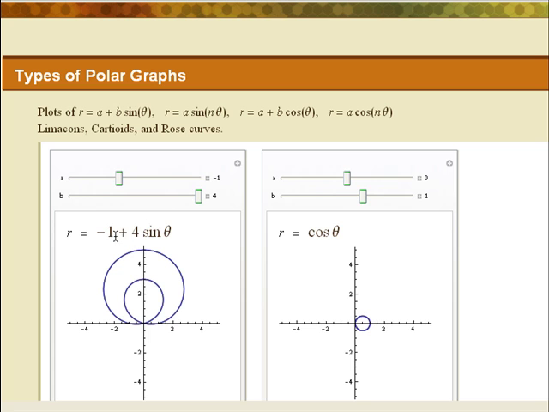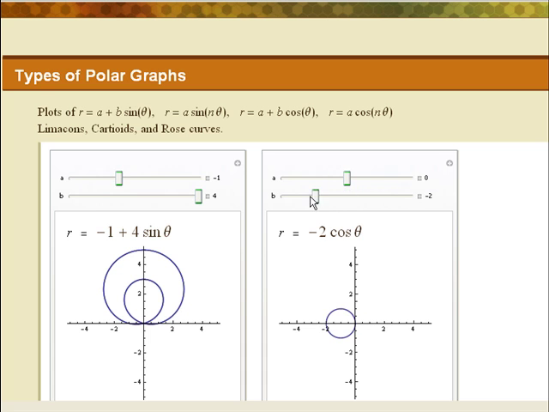And I want you to notice a couple things. Here we have 4 sine theta and negative 1. Notice 4 plus 1 is 5, and that gives me this outermost edge, 5 right here. 4 minus 1 is 3. Notice that inner loop only goes to about 3. So sometimes there is a way to tell where exactly these are going to hit on certain axes.